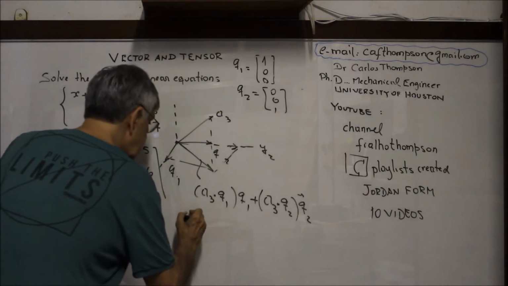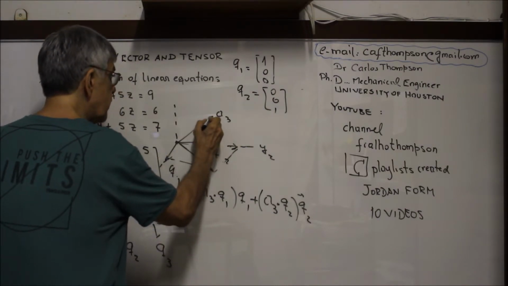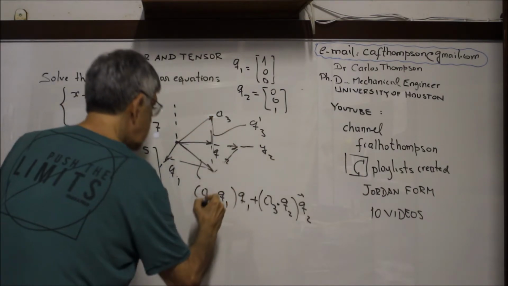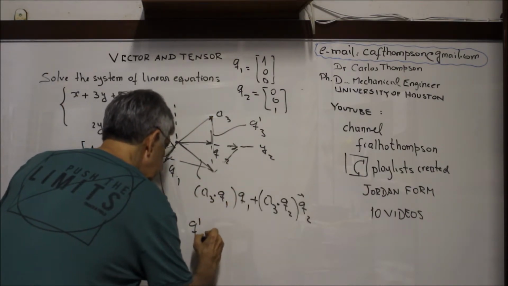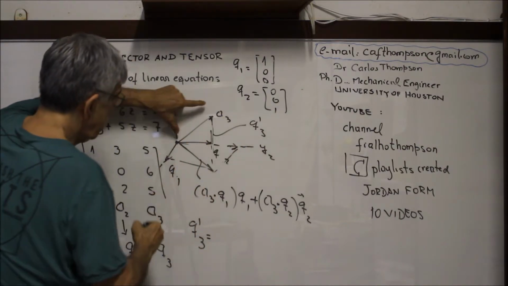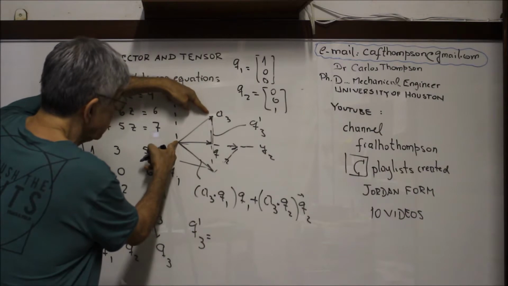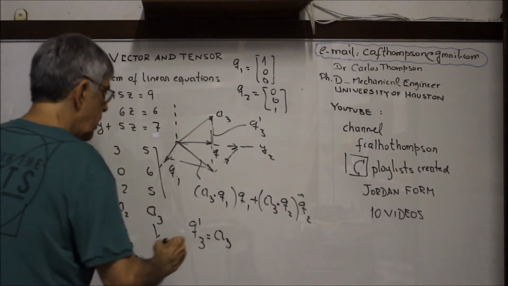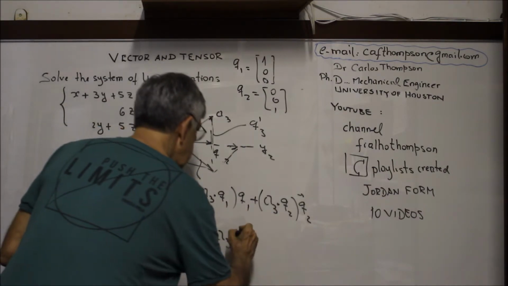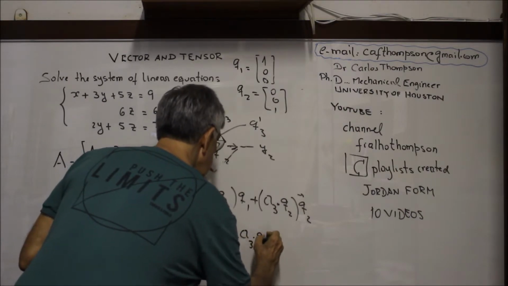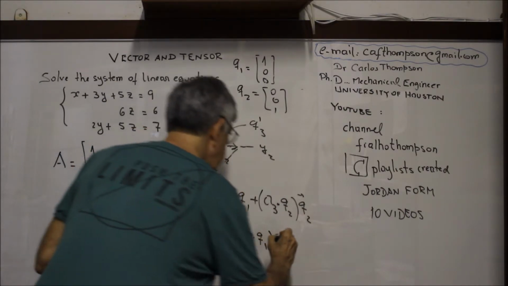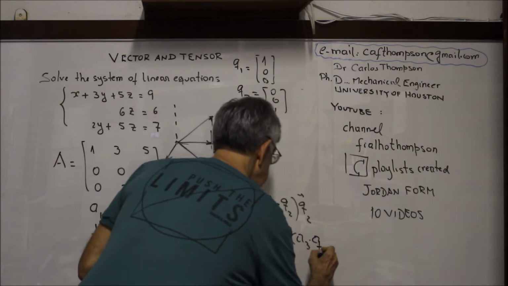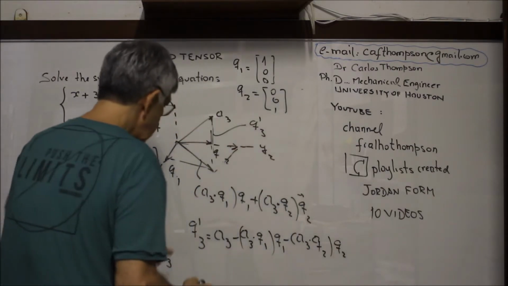Now, this vector plus this vector here, which we called q prime 3, will be A3. So q prime 3 is equal, the sum of this plus this is equal this. So this is equal A3, which we have A3 minus this here, okay? A3 dot Q1 Q1 minus A3 dot Q2 Q2. I'll get here, okay?